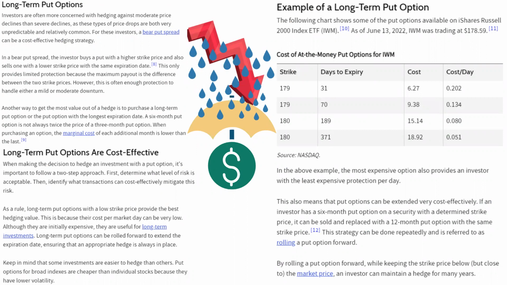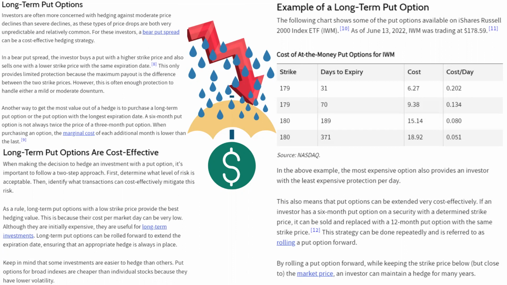For investors, a bear put spread can be a cost-effective hedging strategy. In a bear put spread, the investor buys a put with a higher strike price and also sells one with the lower strike price with the same expiration date. This only provides limited protection, however, because the maximum payout is the difference between the two strike prices. However, this is often enough protection to handle either a mild or moderate downturn.